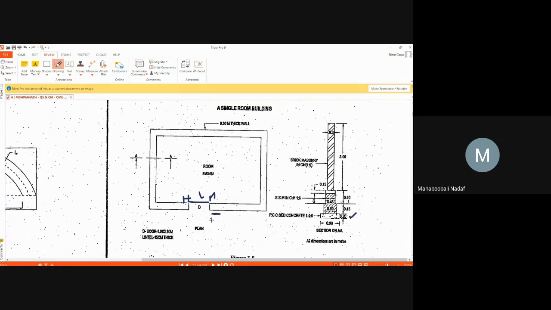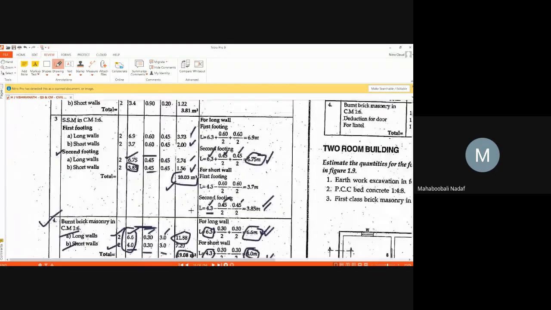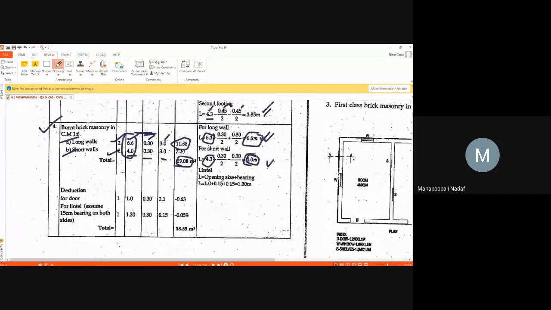Generally, 0.15 or 0.2, it is an assumption. That is also considered a deduction in the brick wall, because that is actually done by RCC. So we are going to deduct those things in brick masonry. What are those things? Deduction of door. How many doors are there in the plan? One. How many lintels are there? One.